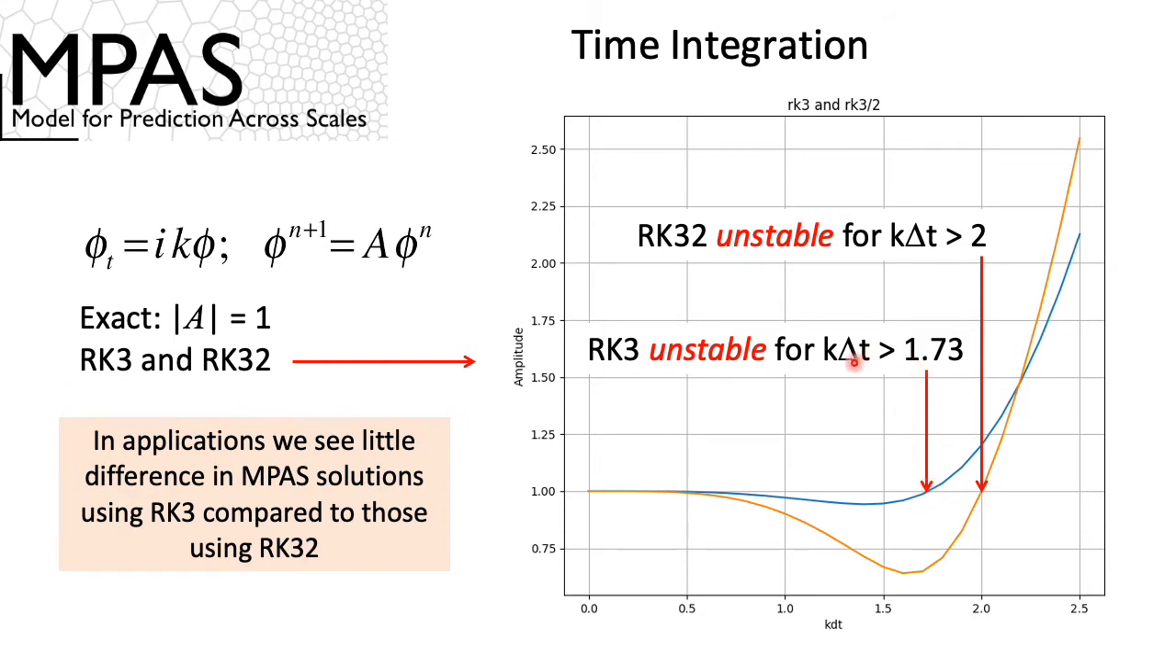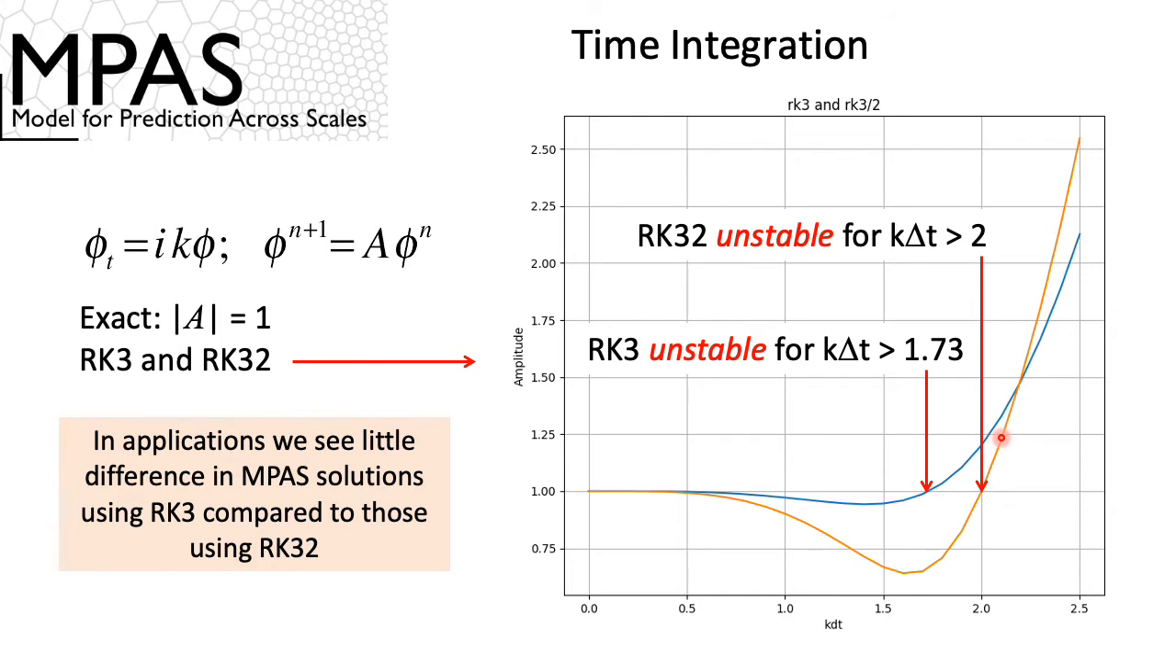And that means for time steps that would make this quantity, where k would be the highest frequency mode in the discrete system, mean delta t that has this product higher than 1.73, the solution will go unstable. The second order variant, you can see, you can take a slightly larger delta t before the amplitude goes above 1. That's why we've implemented this in MPAS as the default.